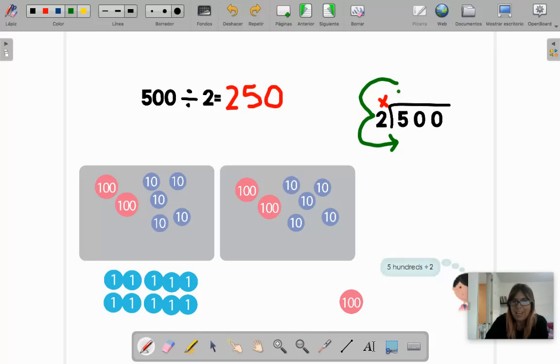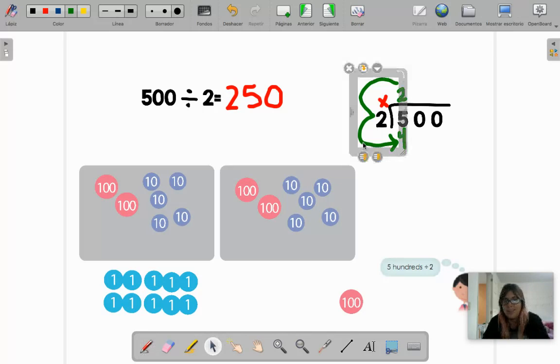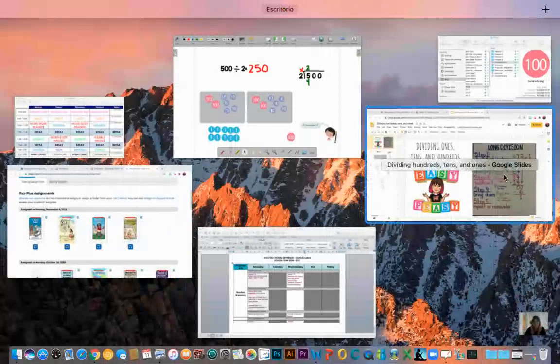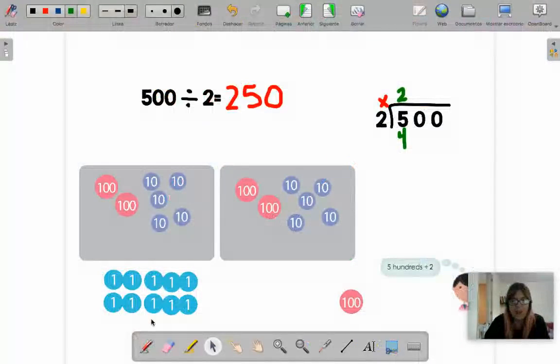If you are back, exactly, it was the 2. Okay, 2 times 2 equals 4. So we put it here. Okay, now who remembers what was the next step? The next step is subtract. Remember you can go to your Google Slides, is here, subtract. So let's subtract these two little numbers that are inside. 5 minus 4, 1. What was the next step?